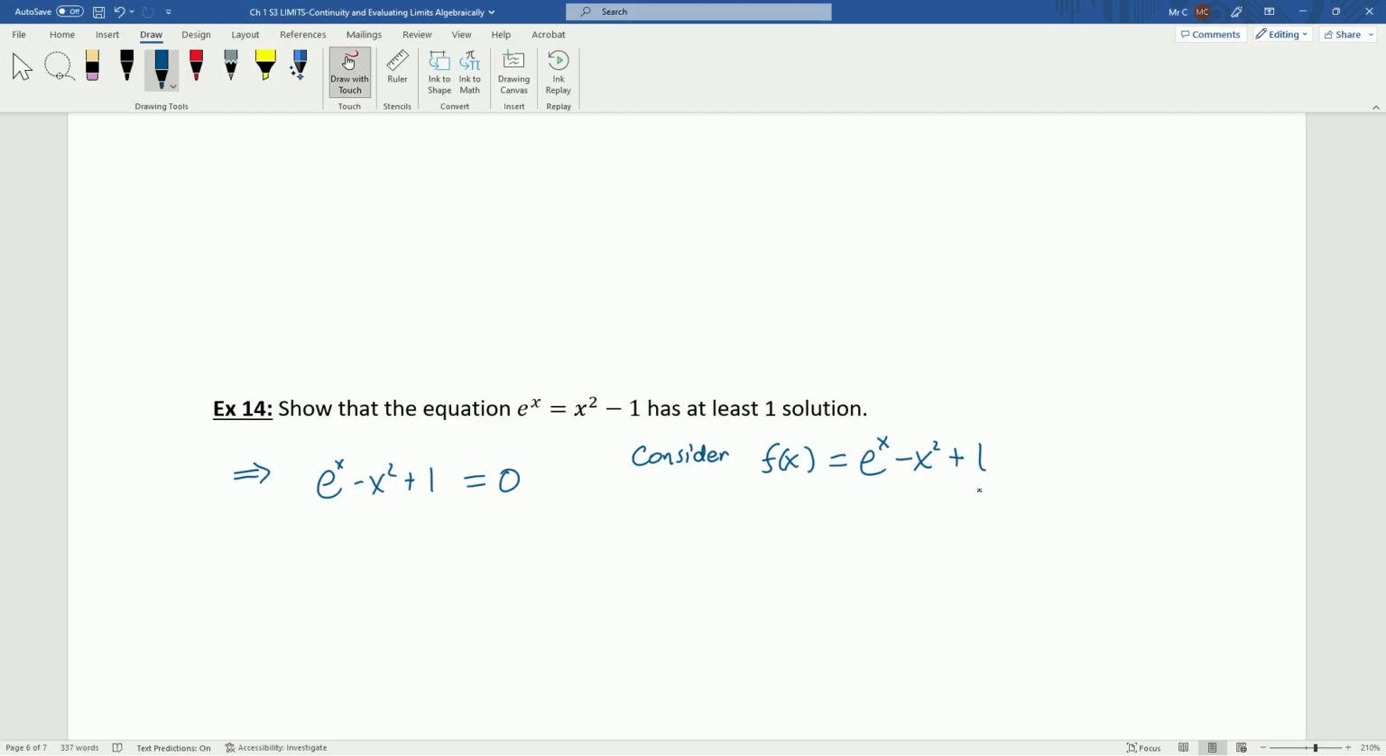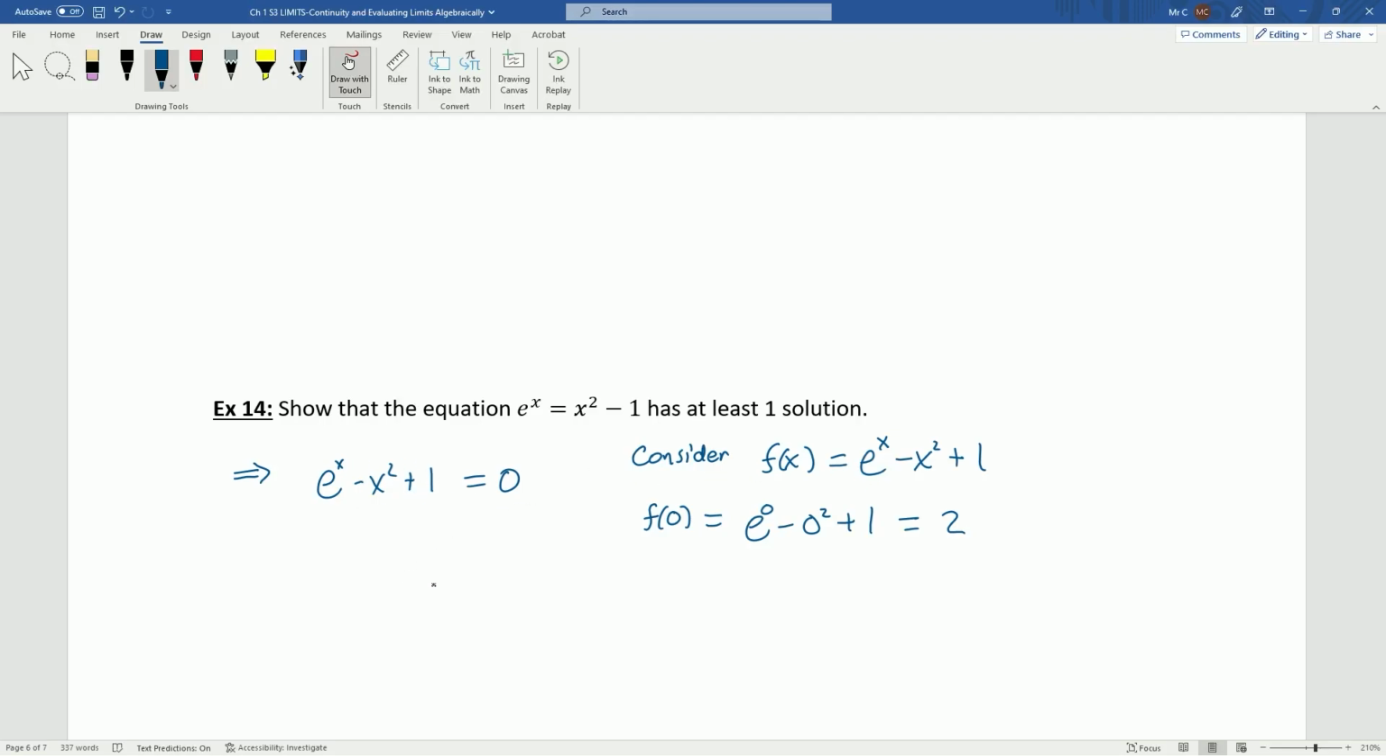So I'm going to guess my first value is going to be f of 0. So f of 0 is e to the 0 minus 0 squared plus 1. And I just picked that because I knew e to the 0 was easy to evaluate. That gave me 1 minus 0 plus 1, that's 2. So that's a positive number. Now I want to show that somewhere the function equals 0. That's what I'm trying to show here.